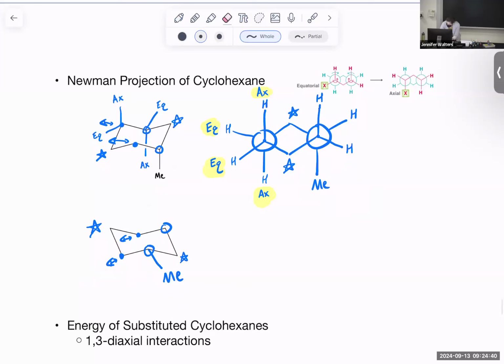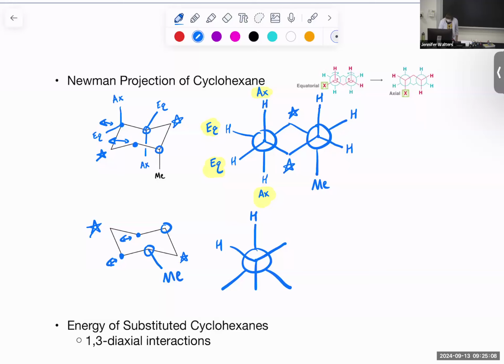So again, I'm going to do left eye, right eye. With my left eye, I get my circle, my dot. Now my axial on that front carbon is going straight down, so I get a line going straight down. And then I get my normal shaped Y. On the back carbon, the axial is straight up, so I get a line going straight up. And I fill in the hydrogens on those axial and equatorial locations.